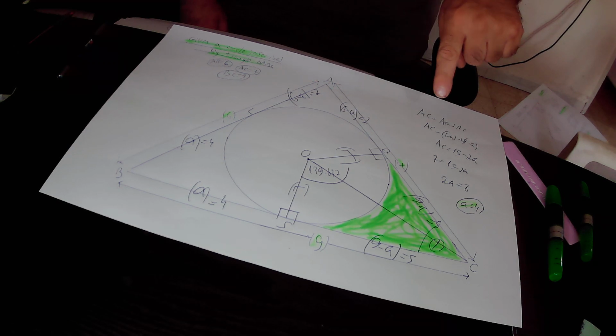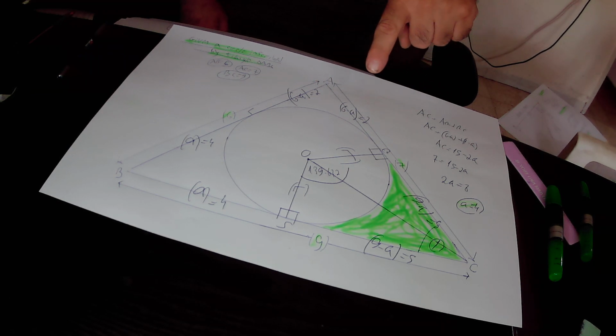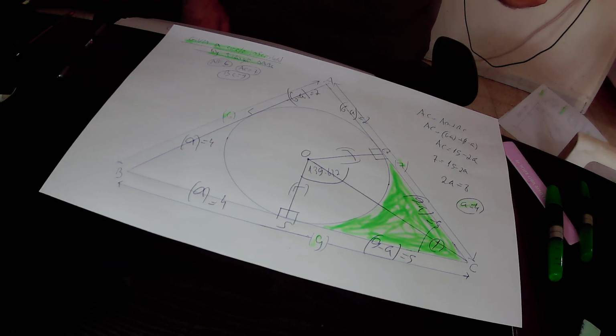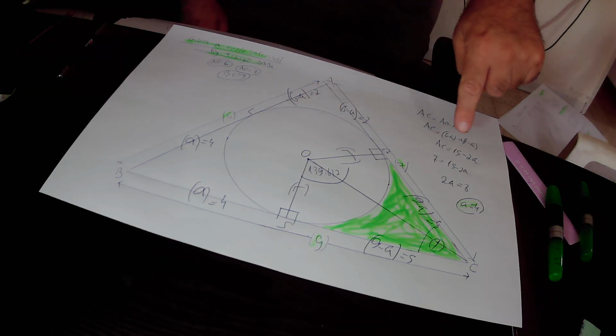We join points O and Q together by a straight line. OQ is the radius of this circle that equals 1, and according to rule 1, this angle equals 90 degrees, and this angle also equals 90 degrees. When doing this construction, we get the quadrangle SOQC.